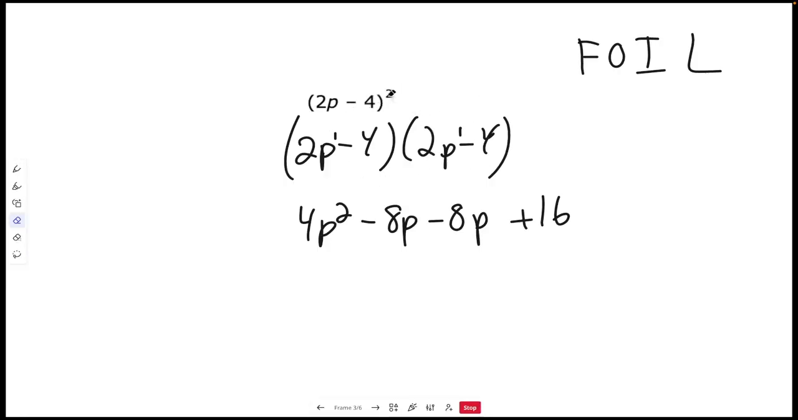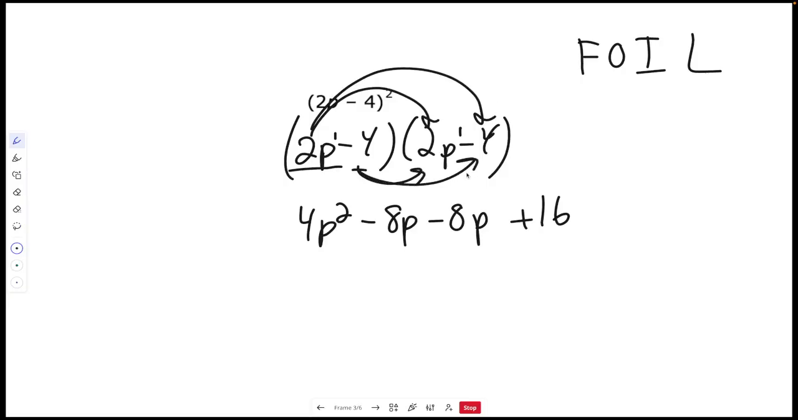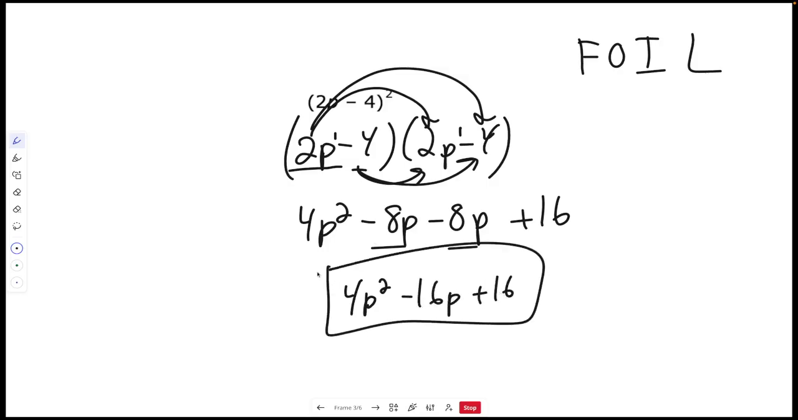So we're taking this 2p to the first and distributing it to everything in the second parentheses. Then we're taking the -4 and distributing it to everything in the second parentheses. So your order might change a little bit, but you will still end up with the same answer. In fact, if you distribute, it's the same as FOIL. Now, last step, we can combine like terms here, right? -8p, -8p. So 4p squared minus 16p plus 16, and this is the final answer.